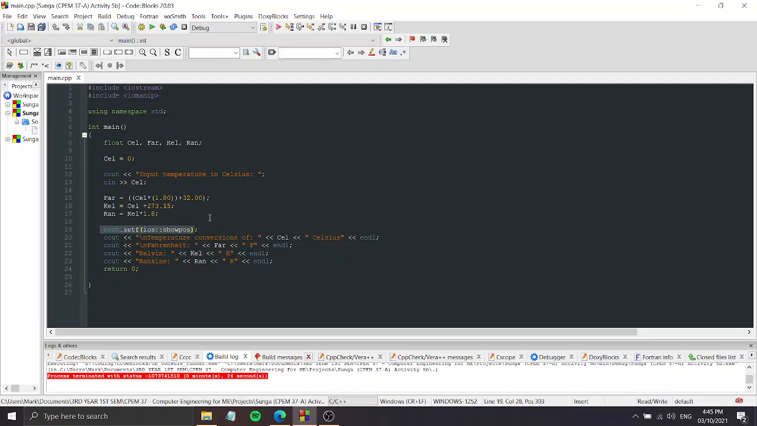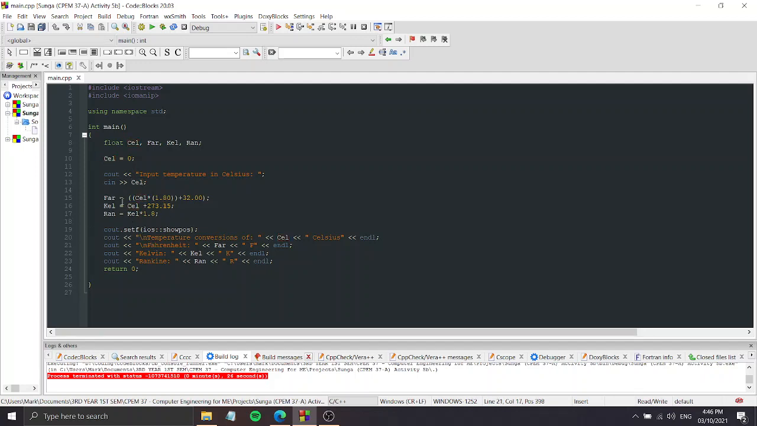And after that, I have here setf showpos, or show positive. I did this because I would like the users to be able to use negative Celsius values that are below freezing, and to still show accurately the conversions in Fahrenheit, Kelvin, and Rankine, showing if it's a negative value or a positive value. So you can input a negative value and it will show accurate conversions still.